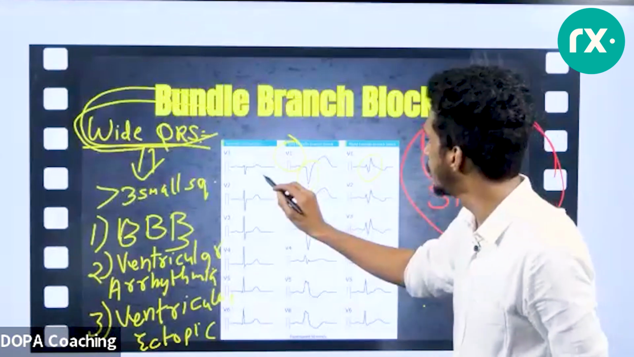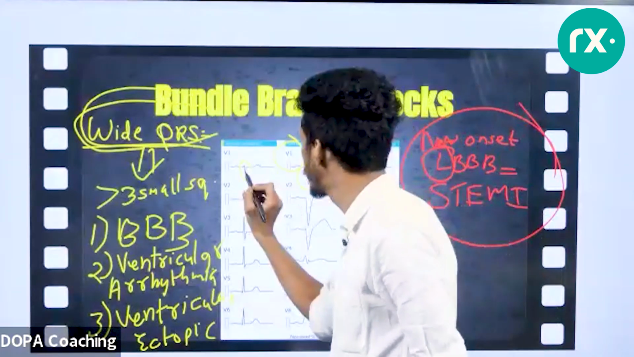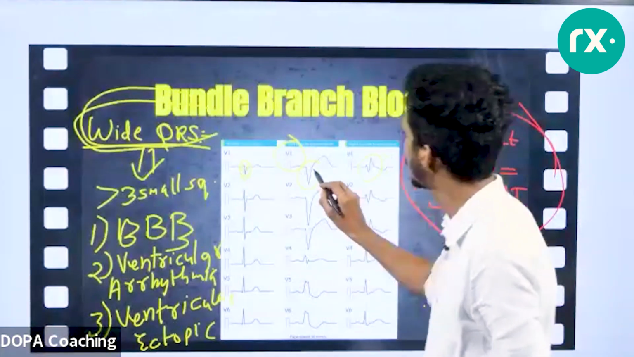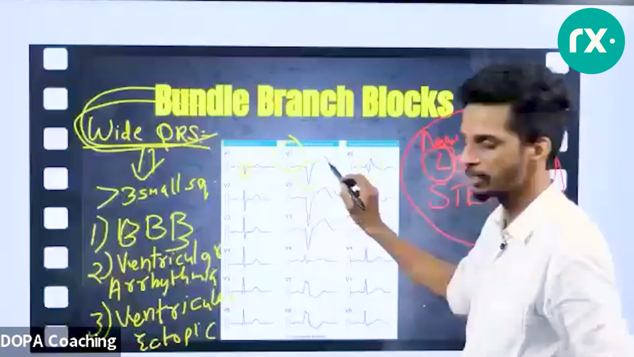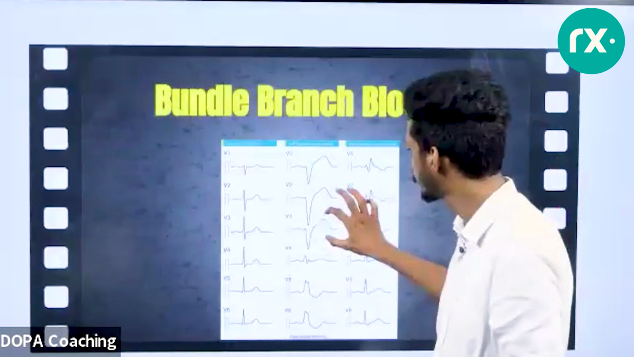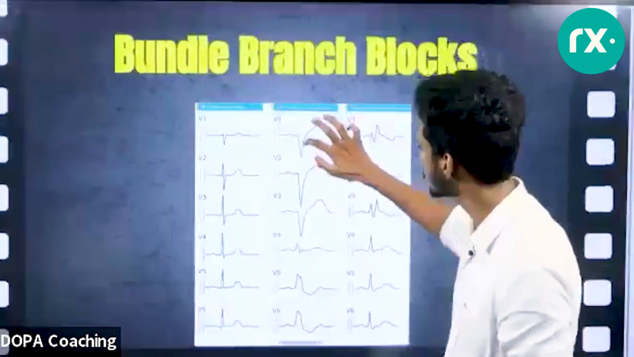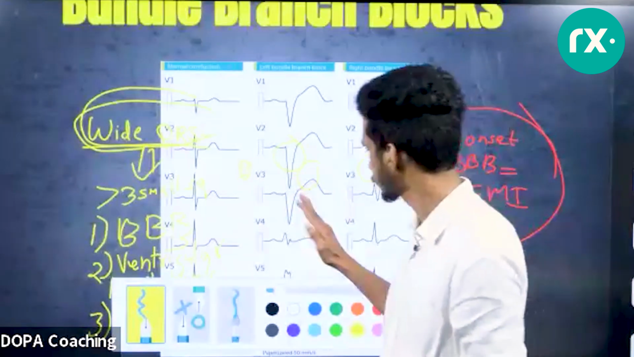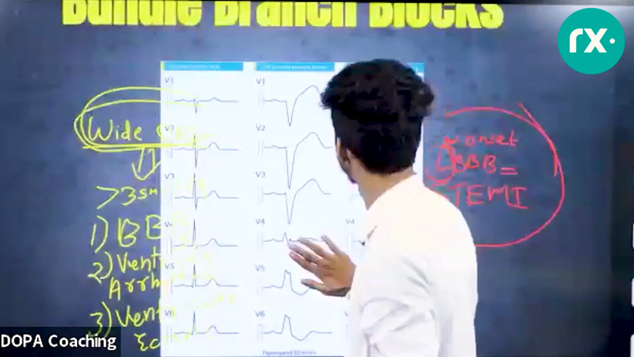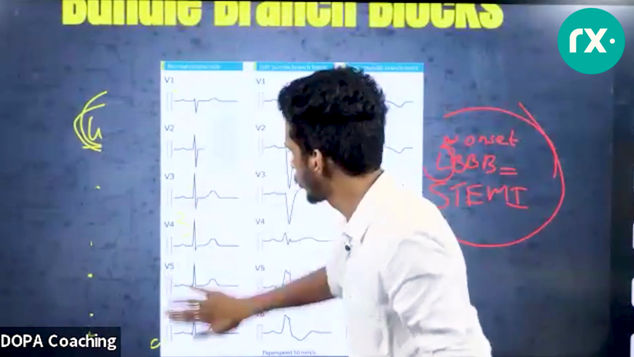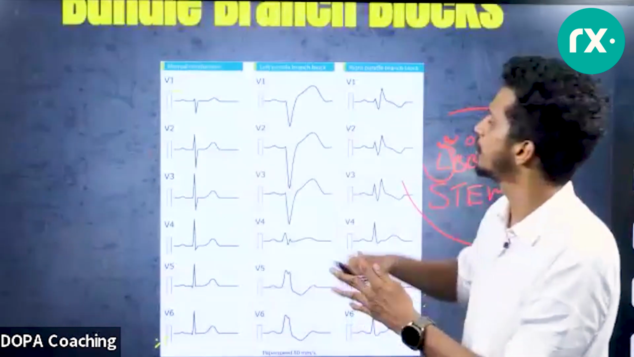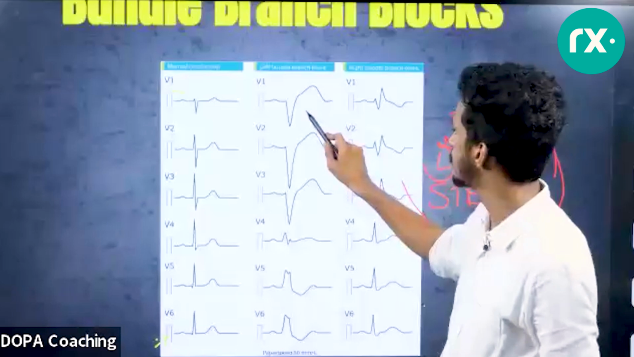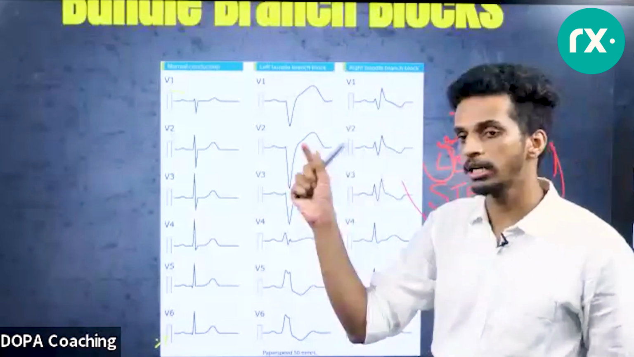You can see that this is the normal QRS. Normal QRS means the length of the QRS, from the beginning of the Q wave to the end of the R wave, is less than 3 small squares. But here you can see it's about 1 large square. I will zoom in further. I hope you have noted this down. So this is how a normal narrow QRS looks. This is a wide QRS. Wide QRS means the length of the QRS is more than 3 small squares.